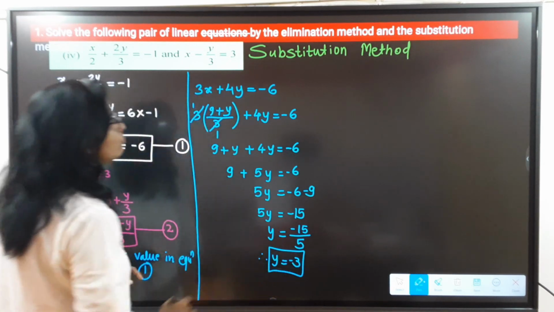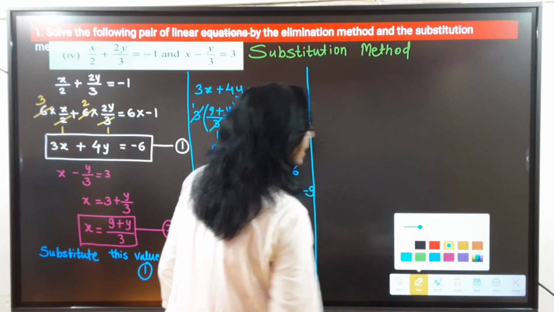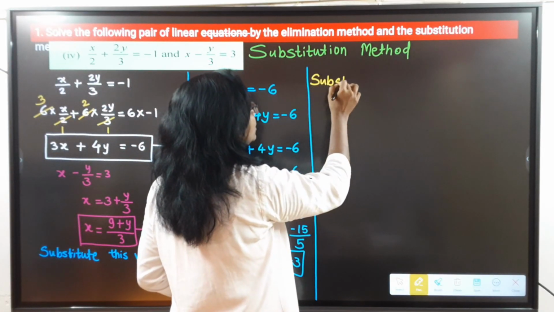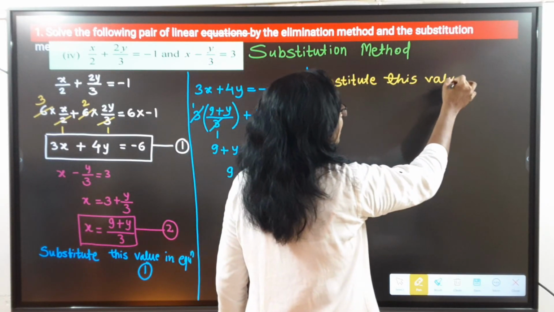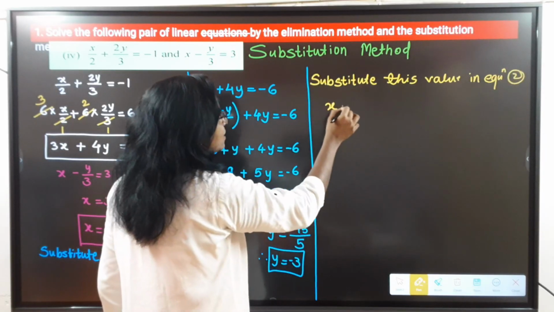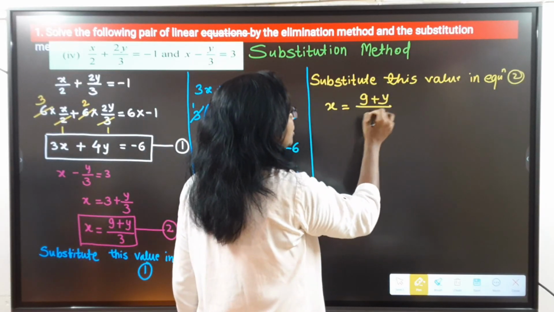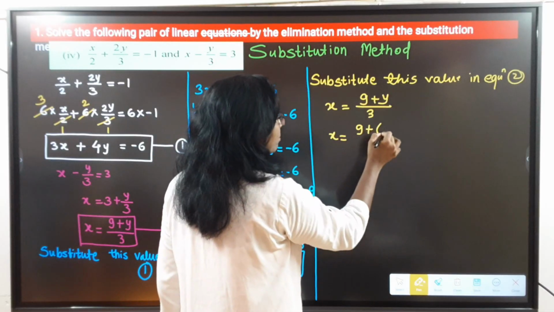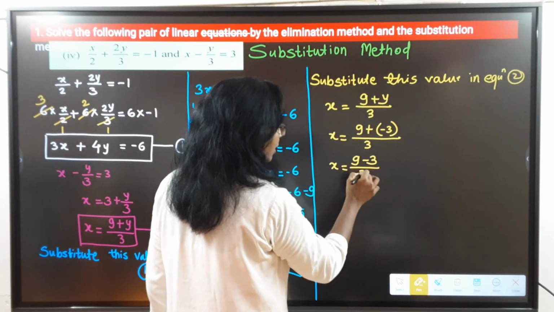Okay students, now we have the value of y as minus 3. Now, the next part is to substitute this value in equation 2. So equation 2 is x is equal to 9 plus y upon 3. So x is equal to 9 plus minus 3 upon 3. x is equal to 9 minus 3 upon 3.